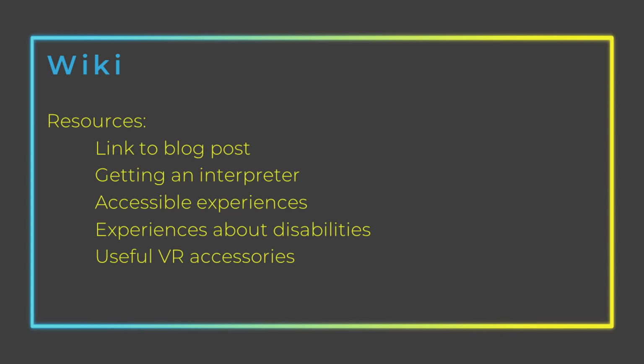I also explain the process of how to get an interpreter for any events, classes, or workshops held in the space, as this could be vital for certain patrons' experiences. There is a section on experiences that have been identified as accessible by the VR disabilities community, and these applications will likely be a part of our user testing phase. There is a section on experiences about disabilities, allowing abled people to experience what it might be like to have certain conditions. Finally, there is a small section about various useful VR accessories that may be good for the space to have.